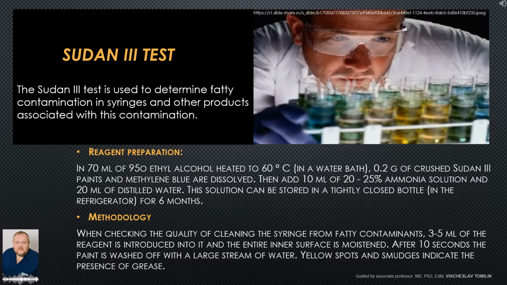Methodology. When checking the quality of cleaning the syringe from fatty contaminants, 3 to 5 ml of the reagent is introduced into it and the entire inner surface is moistened. After 10 seconds the paint is washed off with a large stream of water. Yellow spots and smudges indicate the presence of grease.